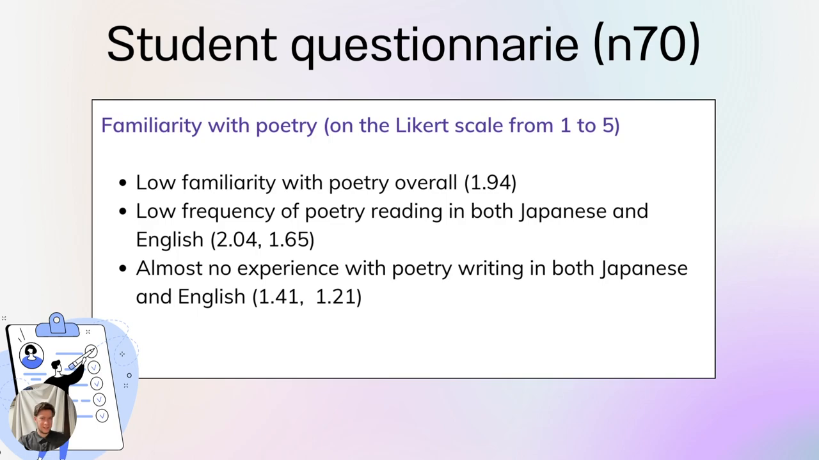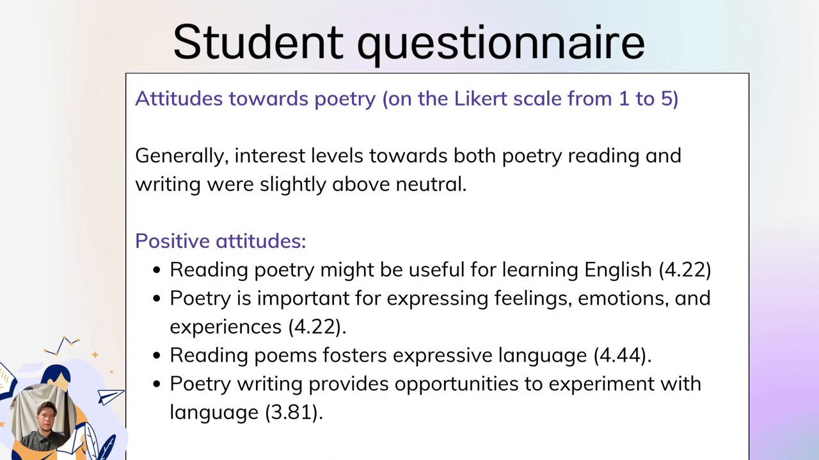The next section was about attitudes towards poetry, both reading and writing. Generally, interest levels towards both poetry reading and writing were slightly above neutral, so generally favorable, around 3.5, 3.8, nothing crazy, but mildly favorable. Some positive attitudes cited by students were: reading poetry might be useful for learning English. Poetry is important for expressing feelings, emotions, and experiences. Reading poems fosters expressive language, and poetry writing provides opportunities to experiment with language. Those were some positive attitudes.